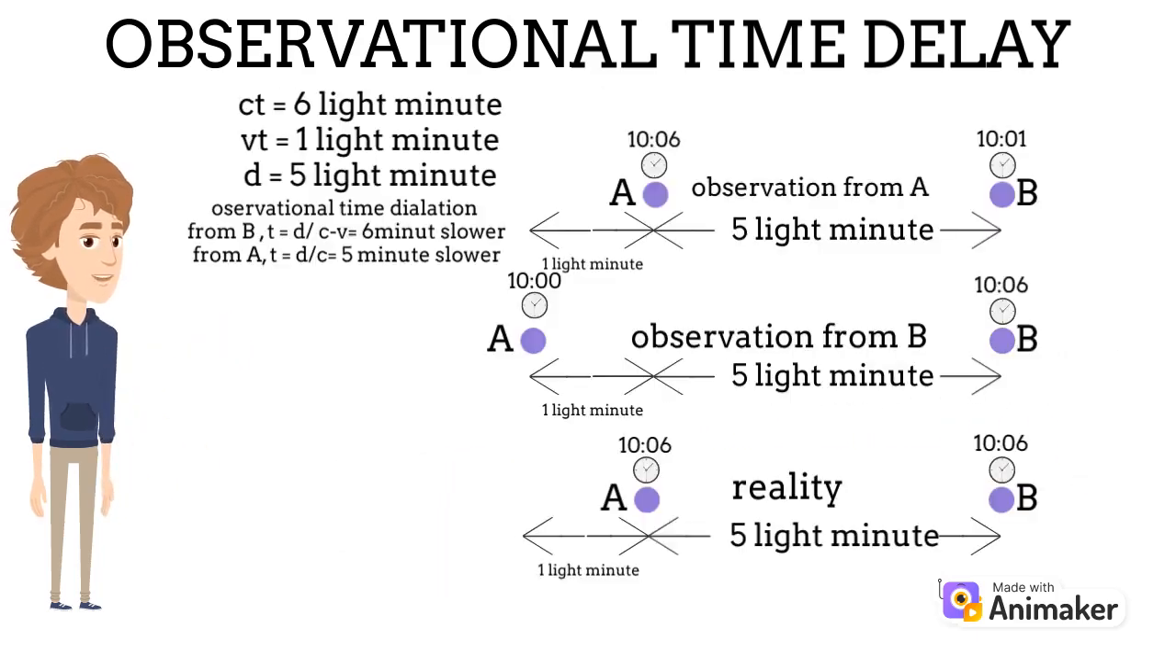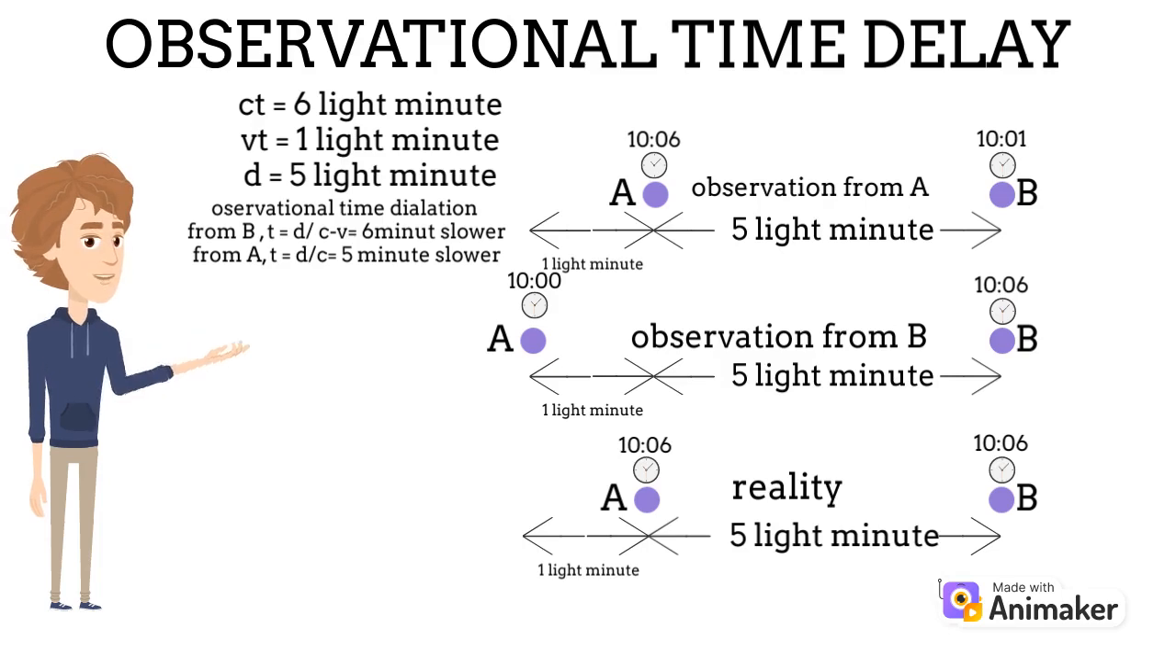Now I am going to compare reality with observation of A and B. Did you see the real time and position of A and B? The real time is 10:06 on both A and B. But when point B observes A, the clock on B shows real time 10:06, but the clock on A shows 10 o'clock. And the position of A observed by B is also not real. It is the past position of A.